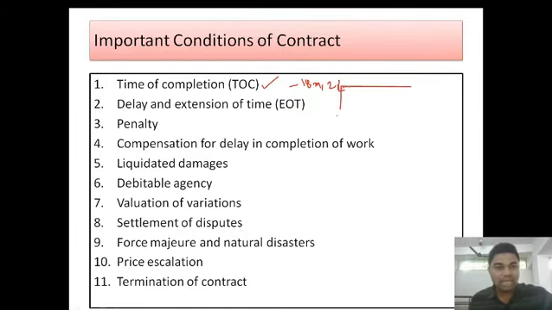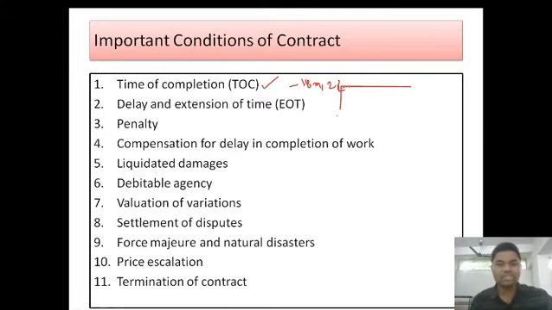The next is penalty. As I have said, penalty can be either for non-completion of the work in the desired time, or due to faulty work. In those scenarios the owner can lay a penalty on the contractor, or vice versa. The contractor can also lay a penalty on the owner if he does not give payments on time. So penalty issues can be raised by both parties.